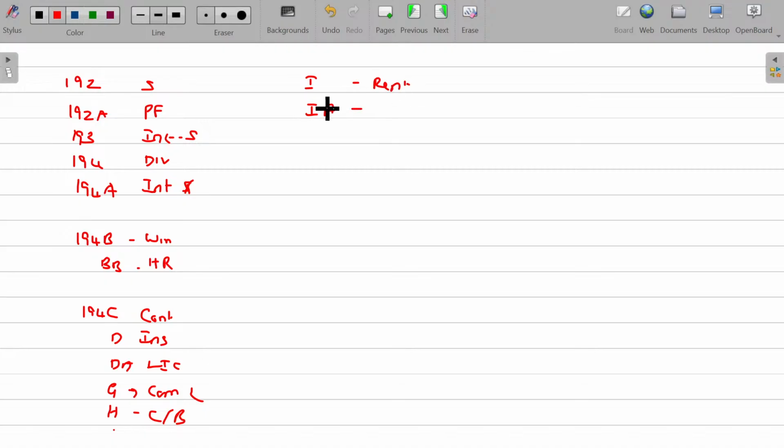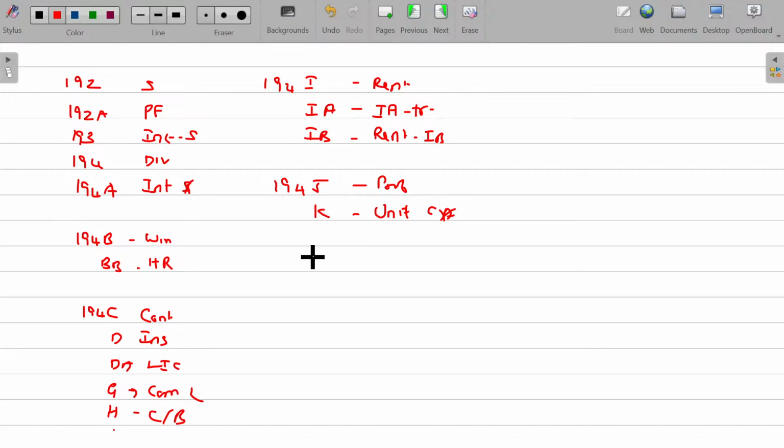Then IA, immovable assets. 194IA, transfer of immovable assets. IB, rent payable on immovable property. Okay, 194I. Then after I, we have J. J is for professional. Then K is all about units, not being capital assets. Then 194LA, land asset, compulsory acquisition. Okay. Then we have M, many. 194M is all about many.